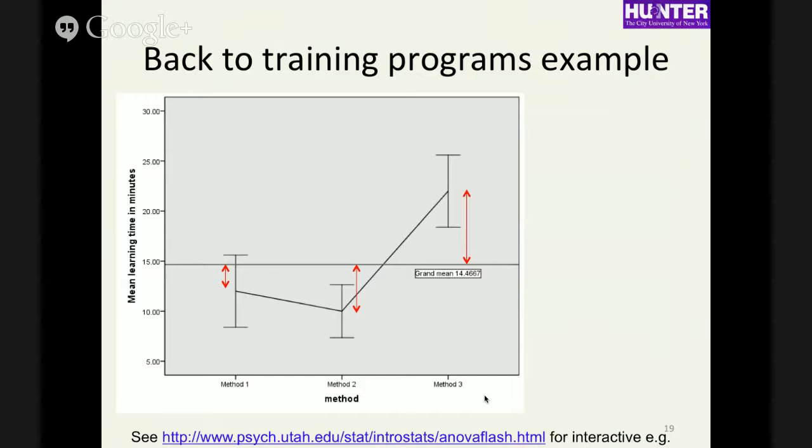So going back to those 3 training programs and drawing it out here, we have the 3 data points with a line in the middle. This middle line shows where the mean within each of the groups is, and a horizontal line shows where the grand mean is. Our standard deviations are calculated within each of these groups. Our between groups variability is calculated by these red arrows, the differences of each mean from the grand mean.